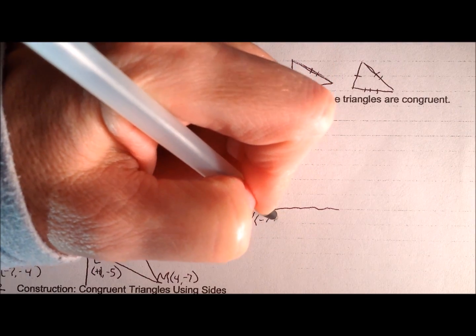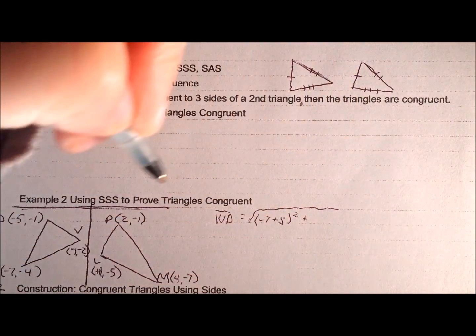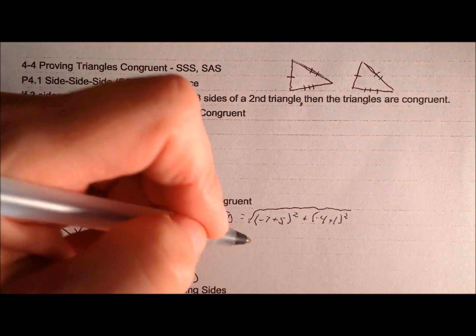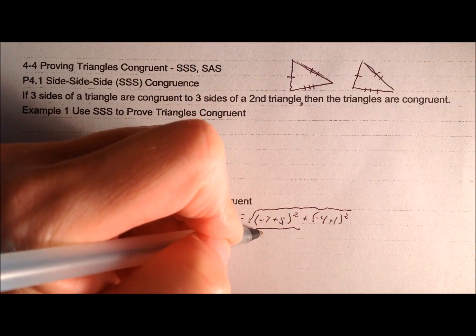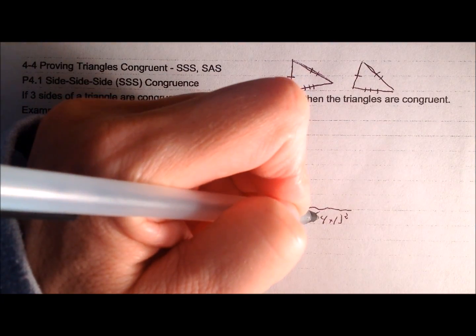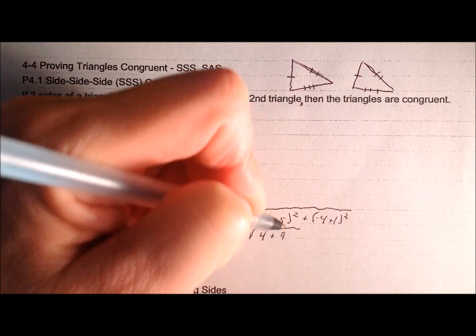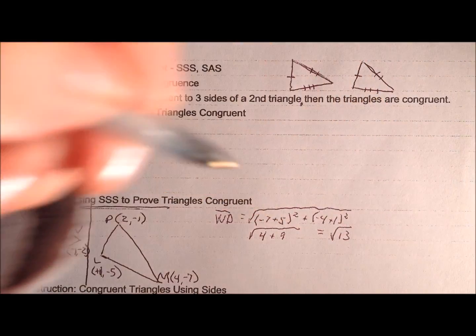So we're going to take -7 plus 5, that's squared, plus the y coordinates, so -4 plus 1 squared. That gives us -2 squared, which is 4, plus -4 plus 1 is -3 squared, which is 9. So this segment, WD, has a length of radical 13.